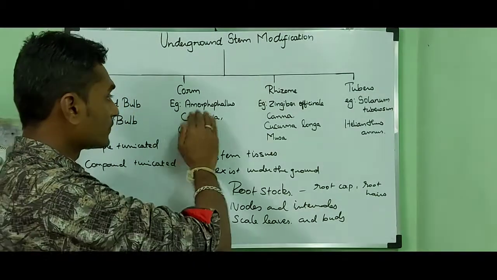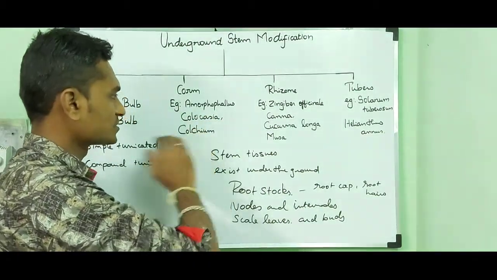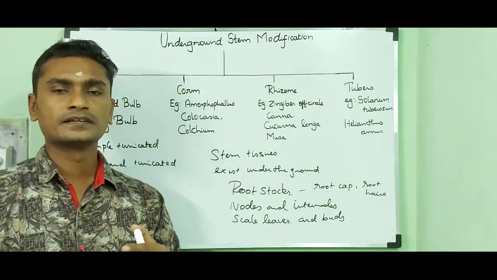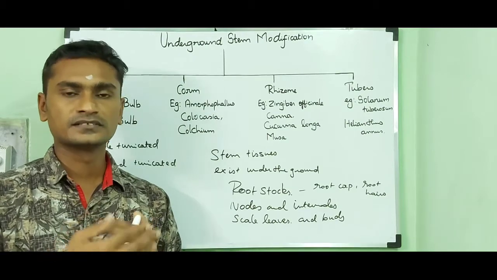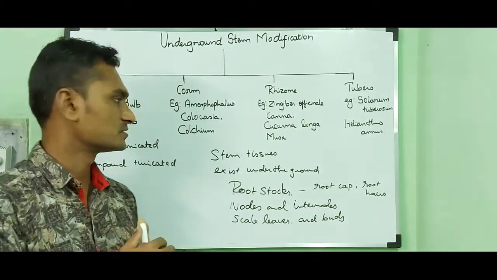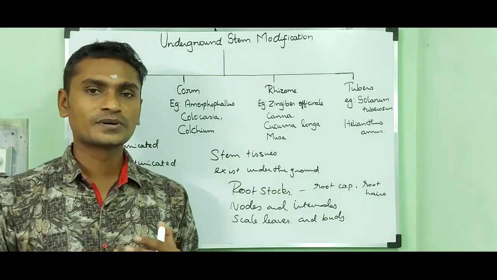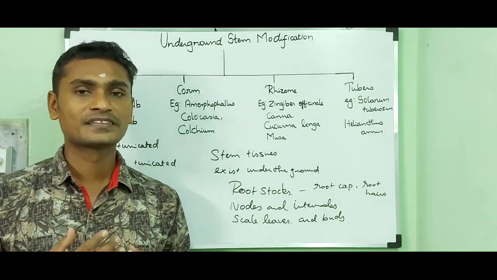Example, Amorphophallus, Colocasia, Colchicum. So Amorphophallus அப்படிங்கிறது வந்து the சேனக்கிழங்கு, then அந்த கருணக்கிழங்கு, சேப்பக்கிழங்கு. These are all comes under corms. சரிங்களா? Then rhizome. Rhizome is also an underground stem.